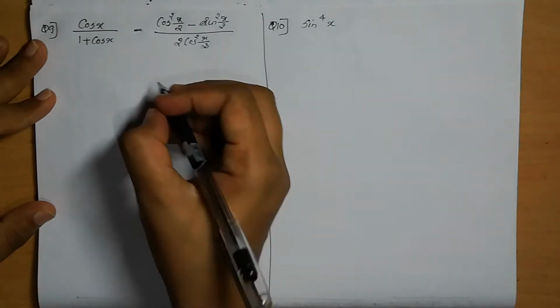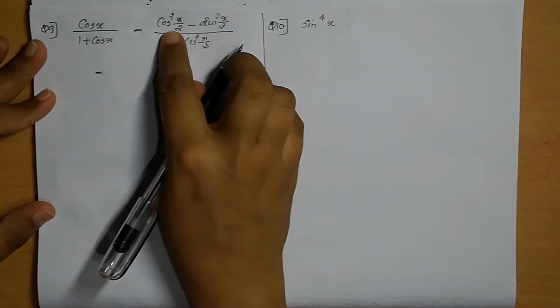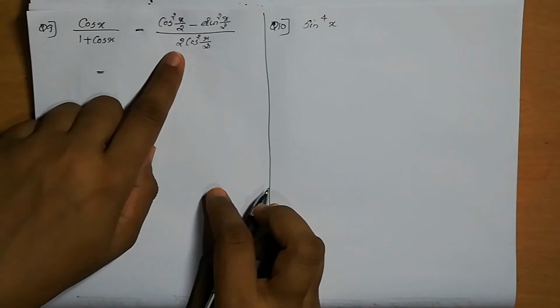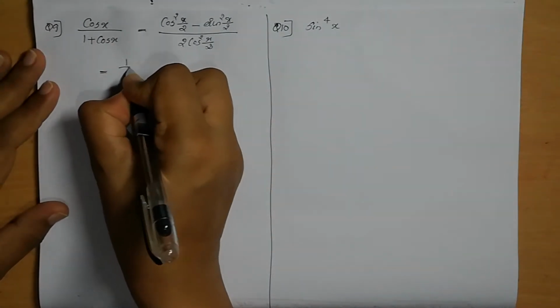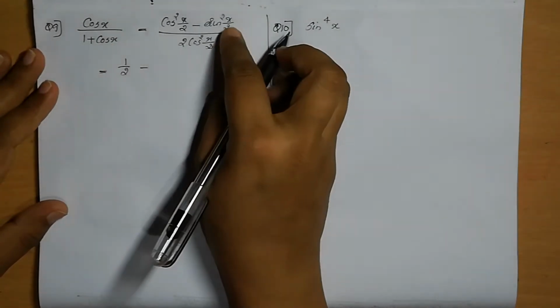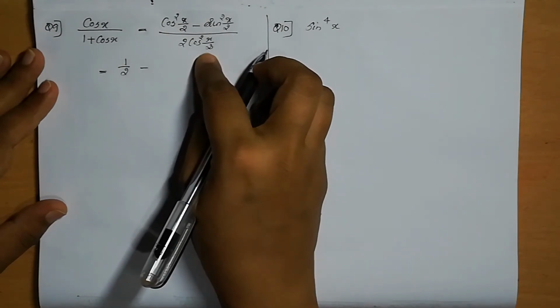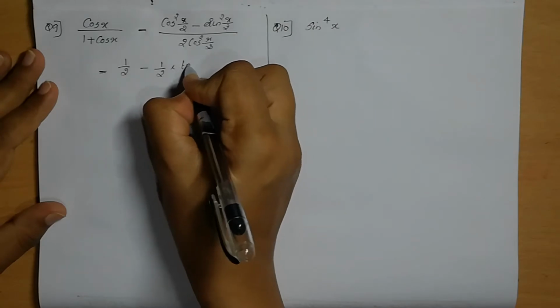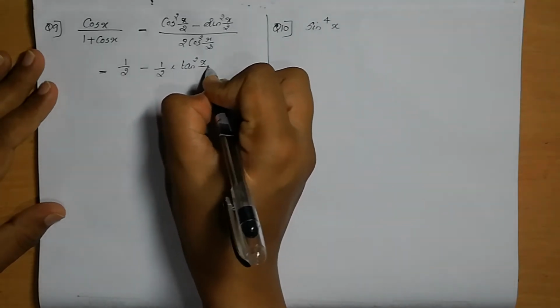Okay, next we can split the terms. We can write cos square x by 2 by 2 cos square x by 2. The cos squares cancel, so I will get 1 by 2 minus sin square x by 2 by 2 cos square x by 2. That means 1 by 2, and sin square by cos square is tan square x by 2.